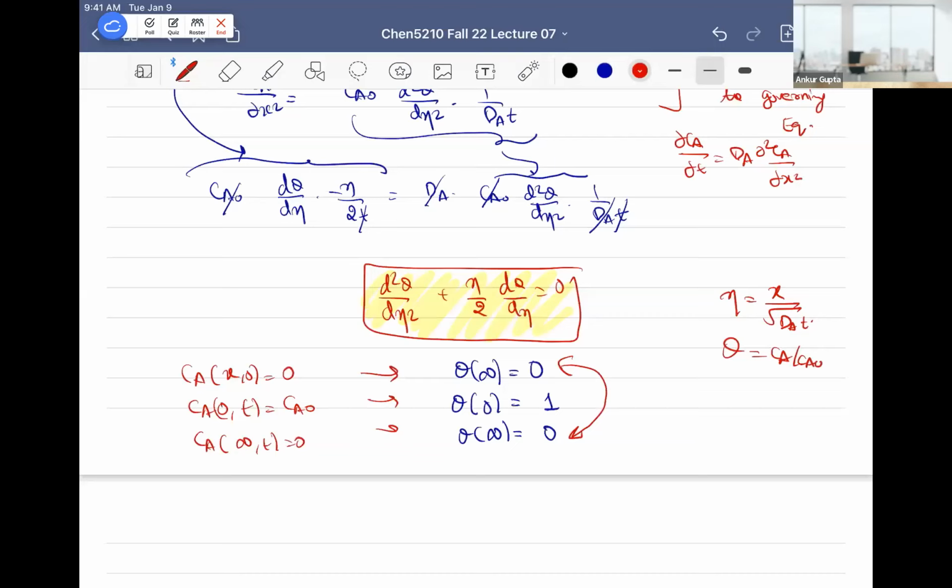Yeah, because time is equal to 0, right? Time is the denominator. So when time goes to 0, it goes to a large number. Correct. Any other questions?